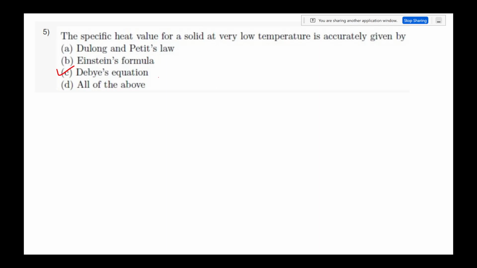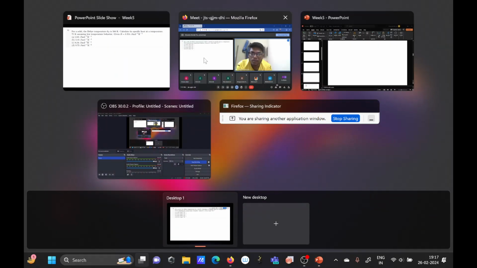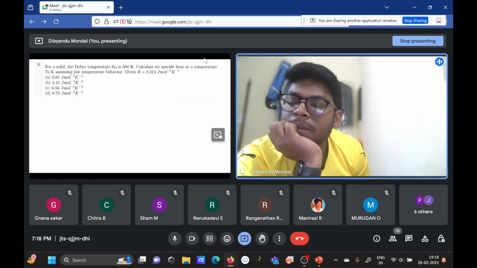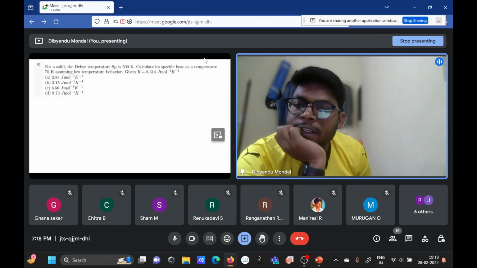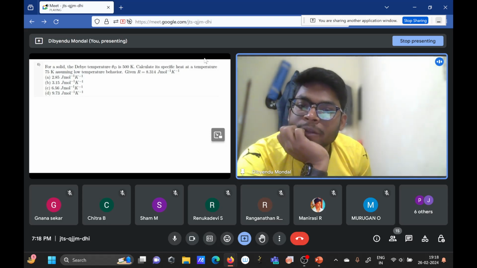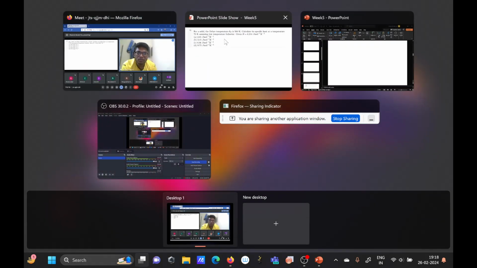So let me proceed to the next problem. Then tell me this. For a solid, the Debye temperature theta D is 500 Kelvin. Calculate its specific heat at a temperature of 75 Kelvin, assuming low temperature behavior. Given R, the value is given. So tell me, do you know the formula or should I write it?